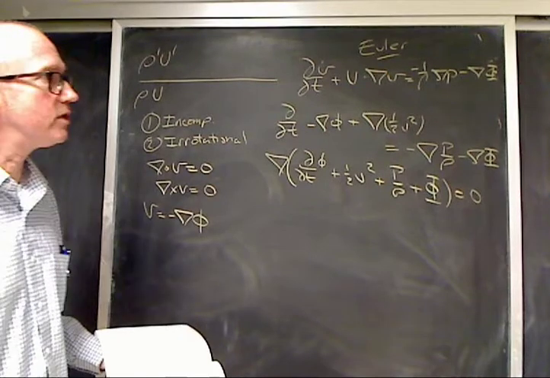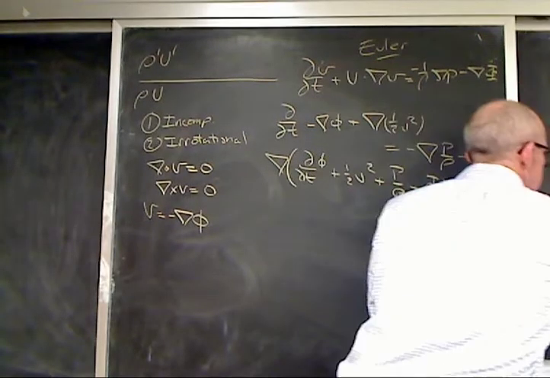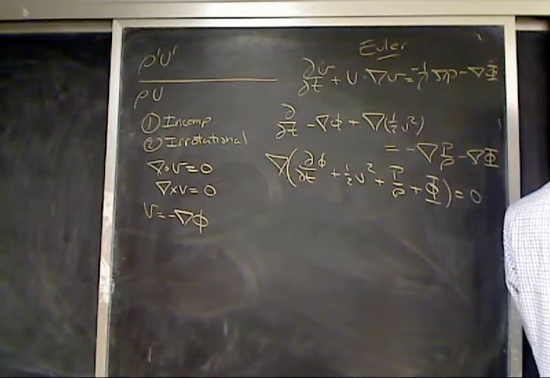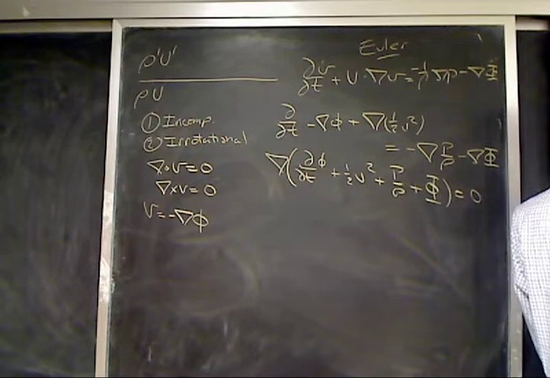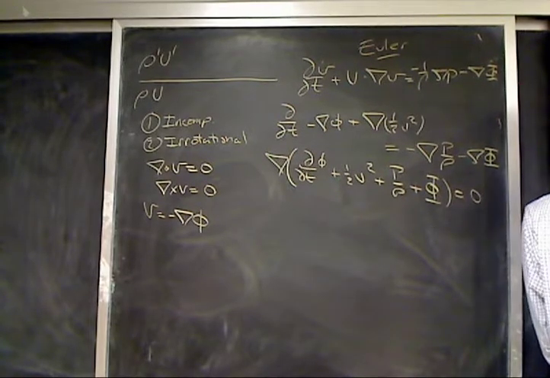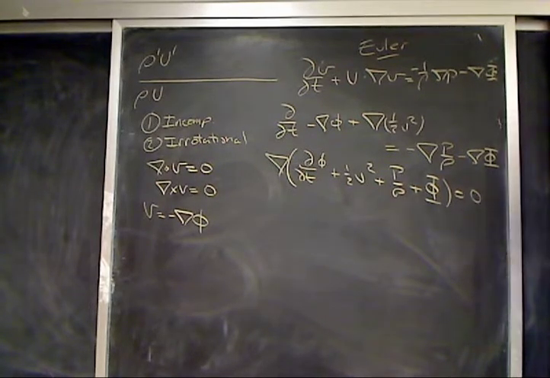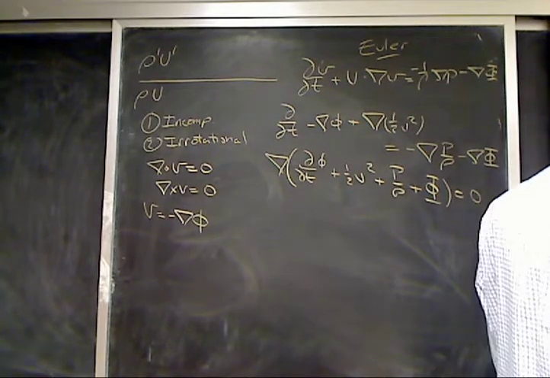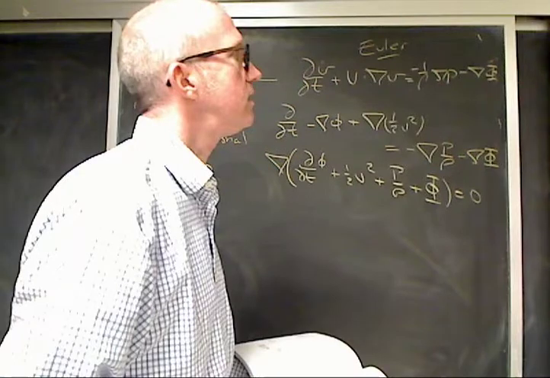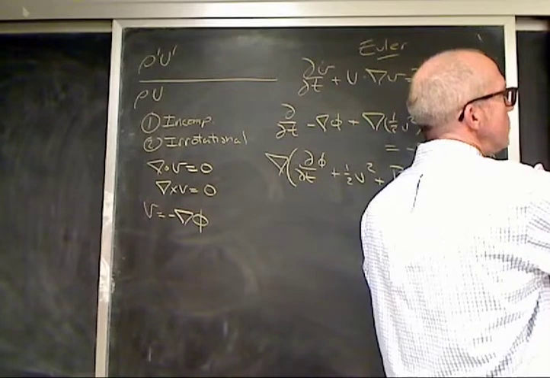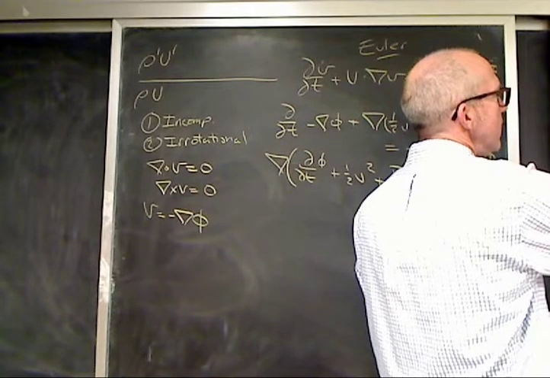Now I'm left with good equation 1. I'll write on this board. Minus d phi dt plus 1/2 v squared plus p over rho plus capital phi equals 0. So this is still Euler's equation, or Navier-Stokes equation. We just wrote it like a potential, because I can.